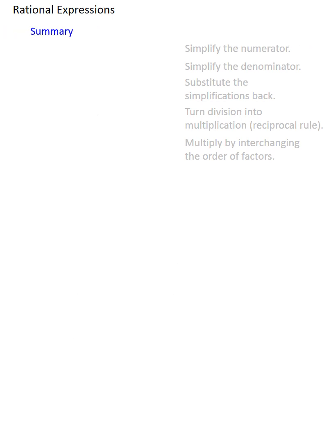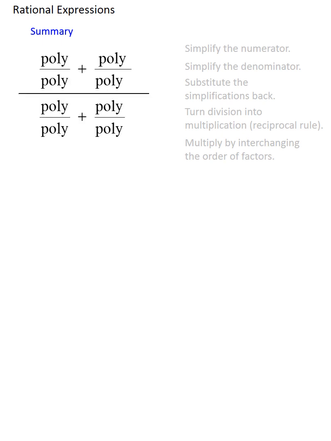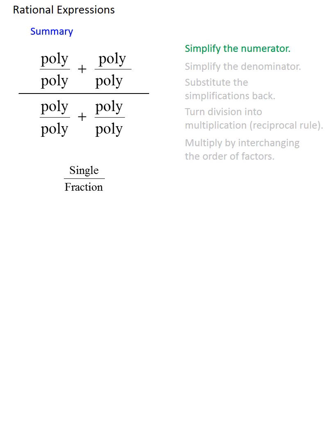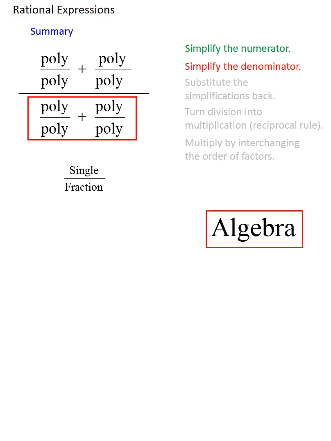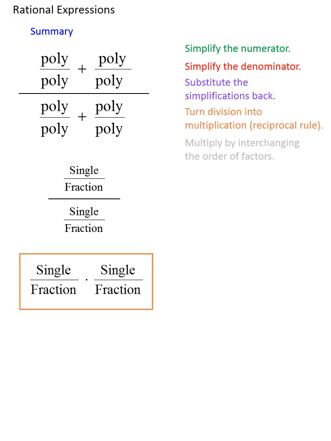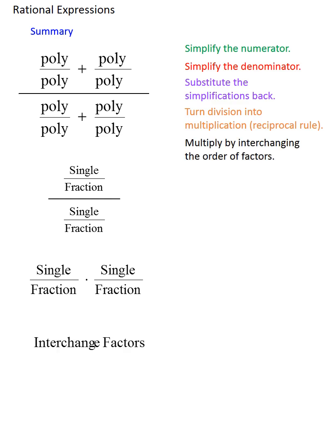Okay, here's a brief summary of the concepts. You'll be given an expression with pluses or minuses in it, rational expressions on top and bottom. You will do some algebra to simplify the numerator, get a single fraction answer. You'll do some algebra to simplify the denominator, get a single fraction answer. You'll then divide those answers using the reciprocal rule, and by interchanging factors, it will lead you to your final simplified answer.